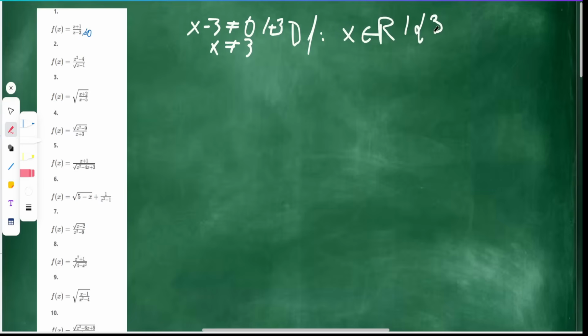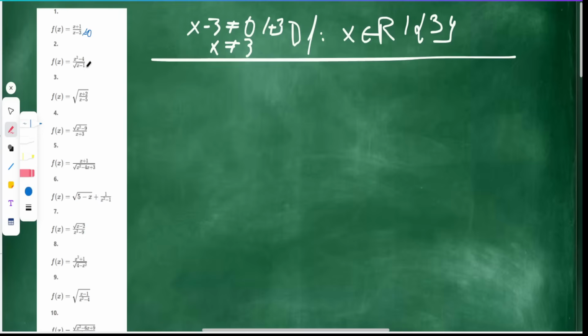In this way, we write it as a difference of sets. That is all possible real numbers without the 3, because the 3 put in the denominator would give us 3 minus 3, that is 0, and we know well that we cannot divide by 0. So let's move on to the next task.